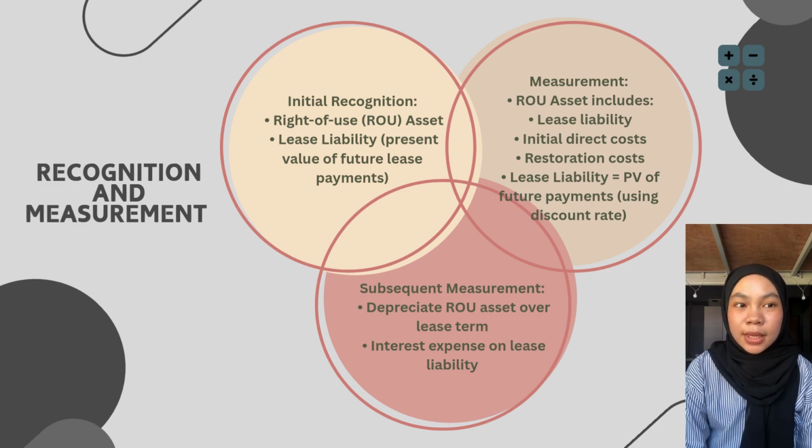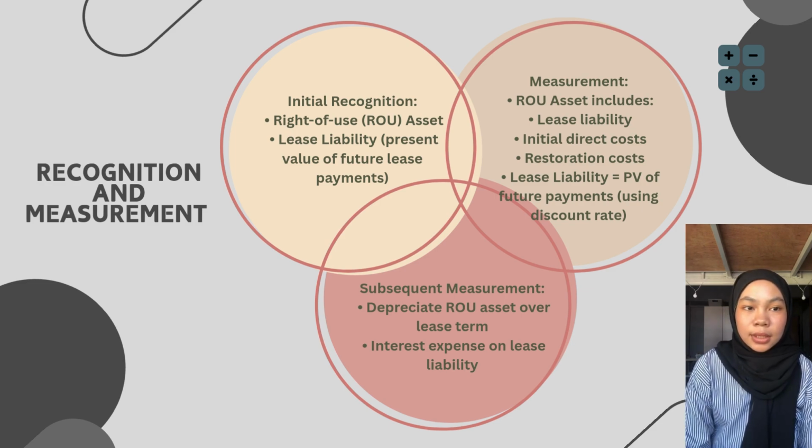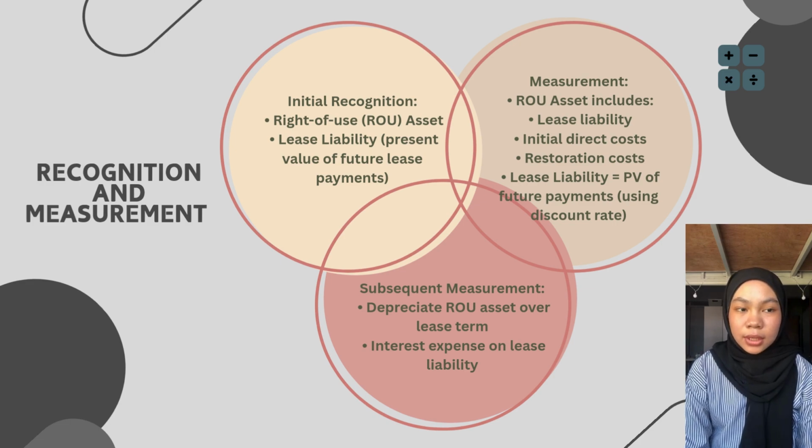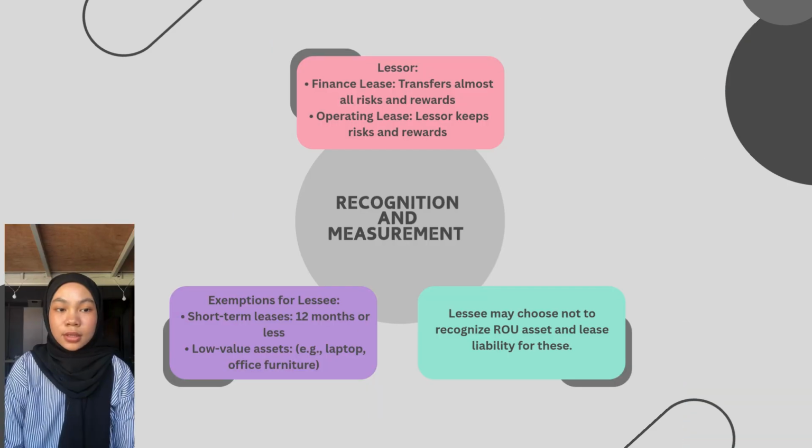The lease liability is calculated based on the present value of future lease payments. The right of use asset includes the lease liability, any initial direct costs, and any cost to restore the asset. After that, the lessee must depreciate the right of use asset over the lease term and record interest on the lease liability every year. Next is for the lessor.